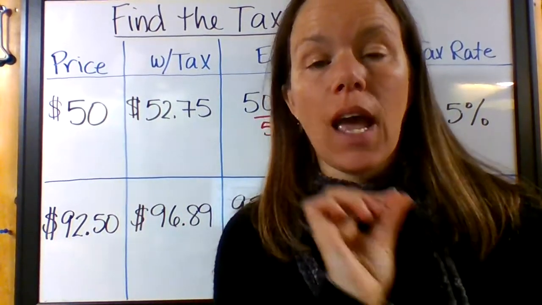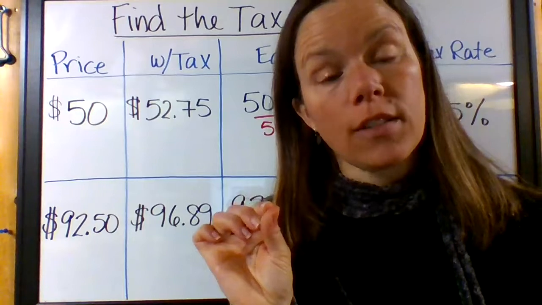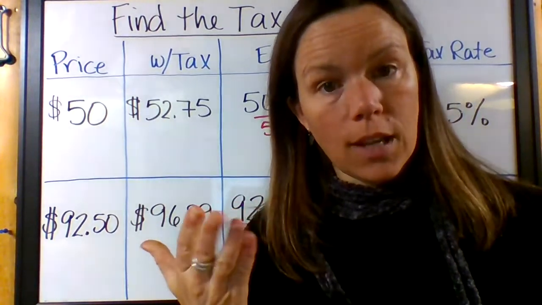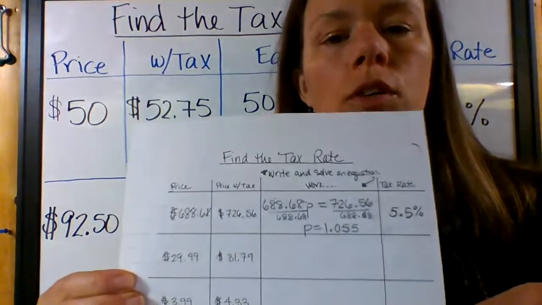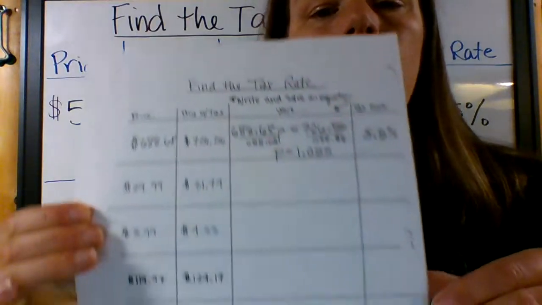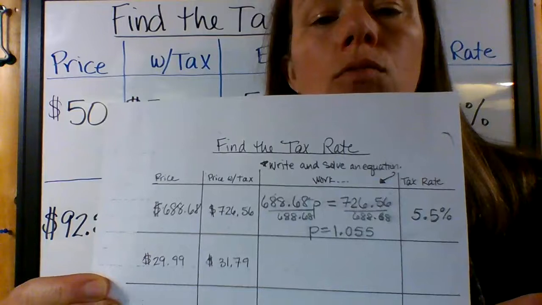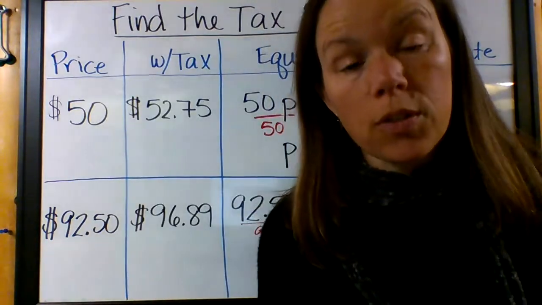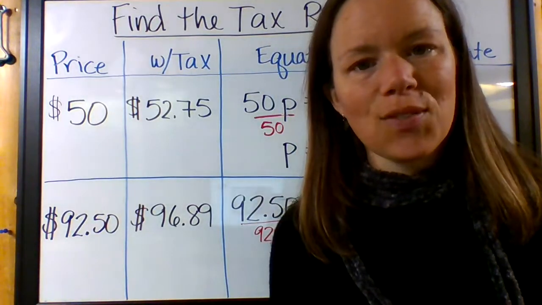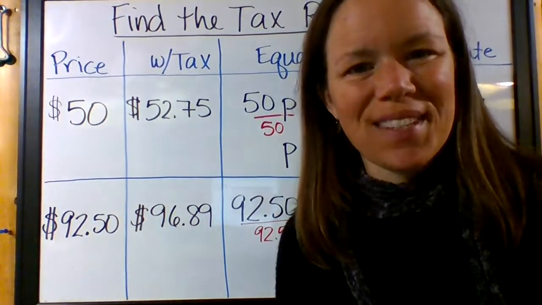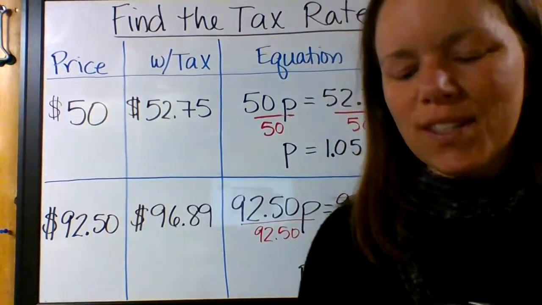Today we're going to take a look at what if we know the amount of money that something cost and we know what it cost at the register when sales tax was applied to it. So your assignment sheet's going to look like this. Find the tax rate. I'm going to ask you to write out a percent equation to represent this, and then solve the equation. I have a couple examples here with us today. So let's take a look.